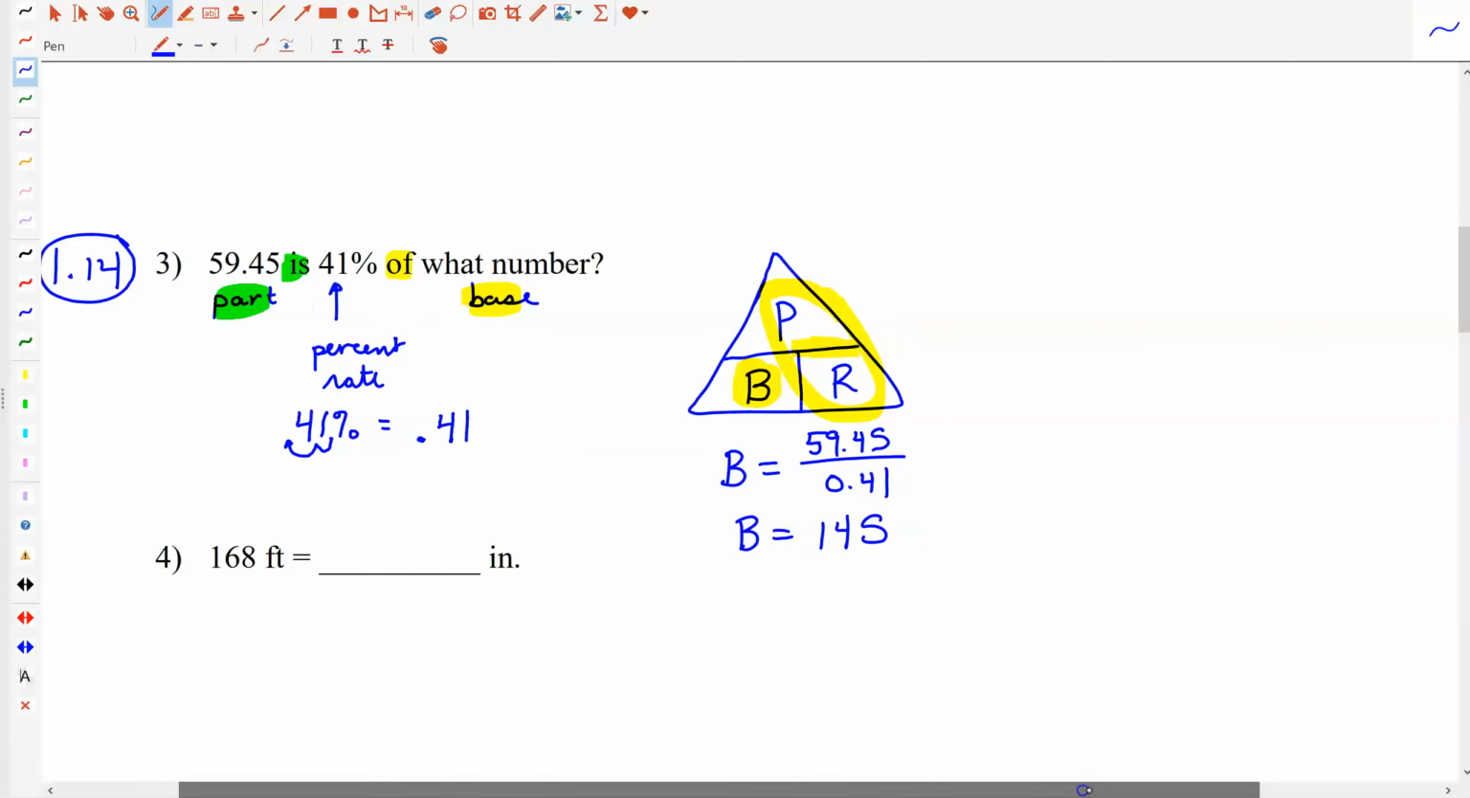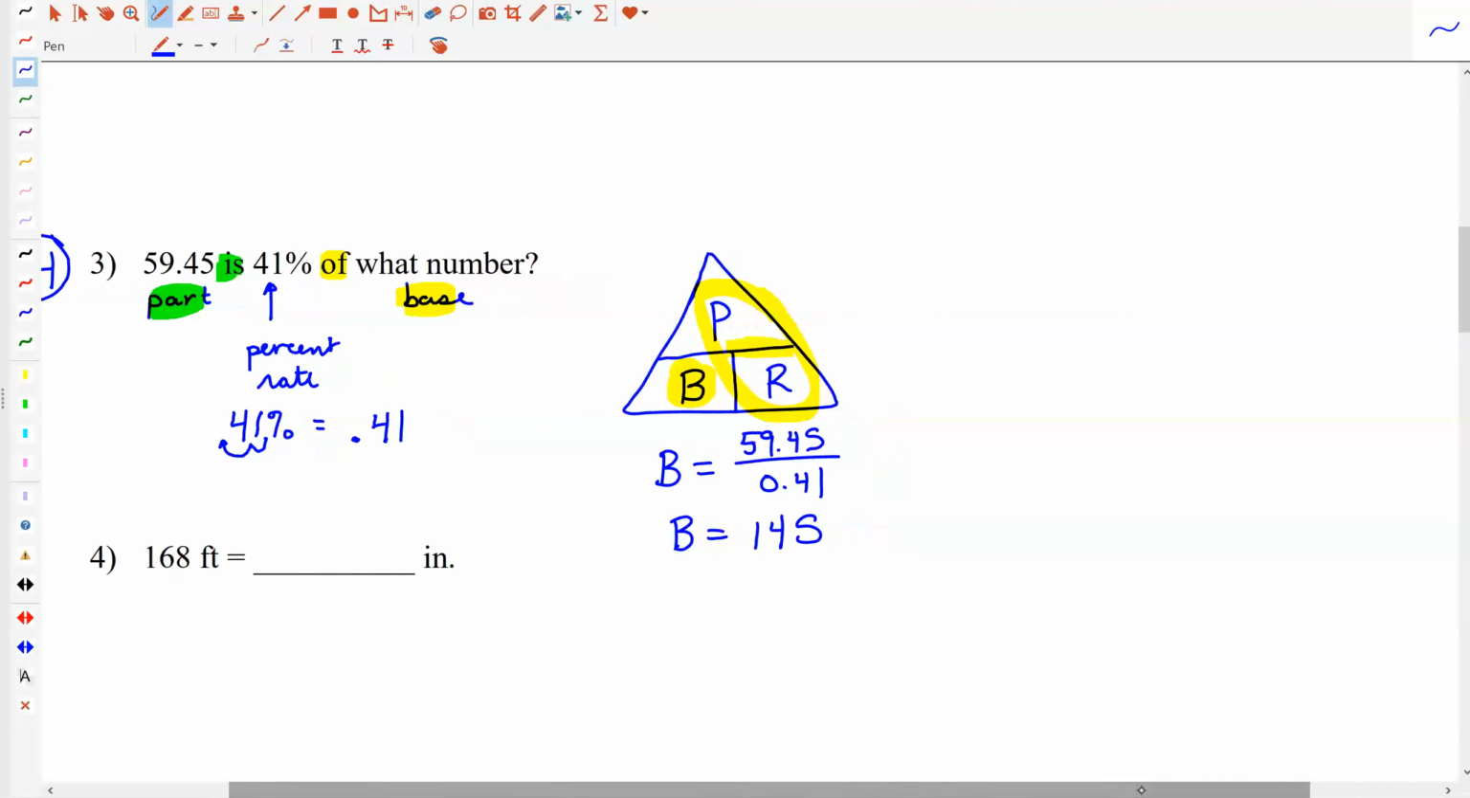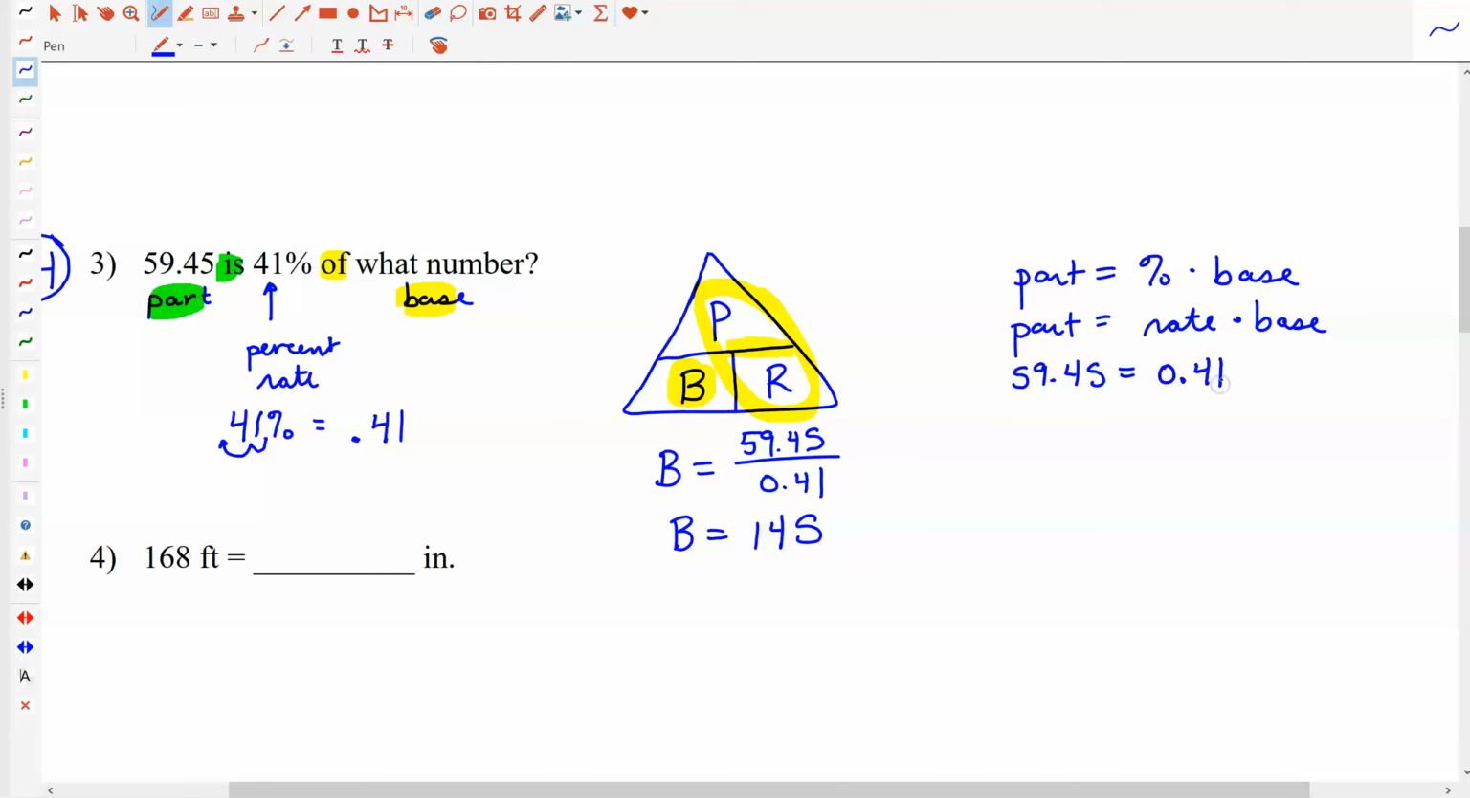Another way to solve this problem is using just a little bit of algebra. So the relationship between these pieces of information is the part is equal to your percent times your base, or in other words, your part is equal to your rate times your base, if you prefer using the word rate as opposed to percent. So on this problem, I know my part, which is 59.45. My rate, or my percent, was 41%, but as a decimal is 0.41. And my base is unknown. So maybe I'll just write capital B for that.